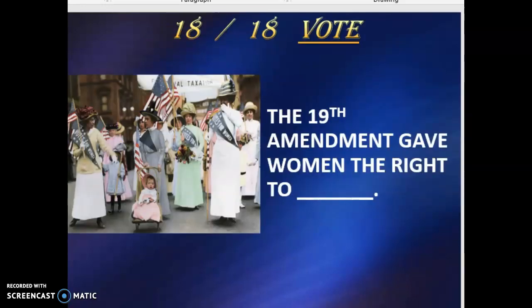And our last word is vote. The 19th Amendment gave women the right to vote.